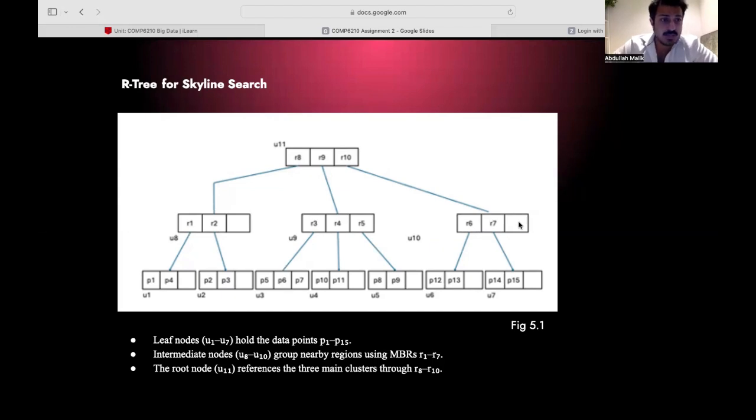This hierarchical structure, and obviously the root node U11, connects them through R8, R9, and R10. This hierarchical structure is essential for skyline search because it lets the algorithm eliminate entire dominated regions early. For example, if an MBR is dominated by another, none of its points need to be checked.